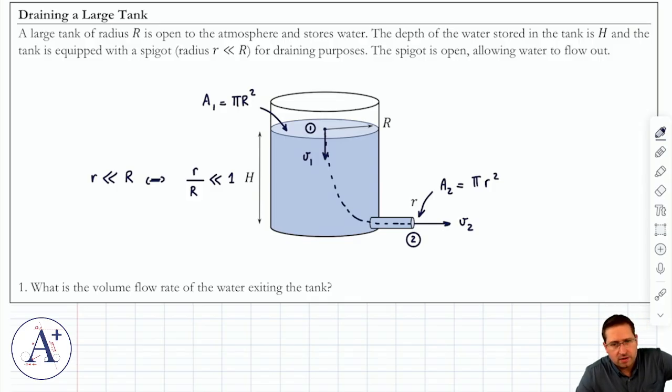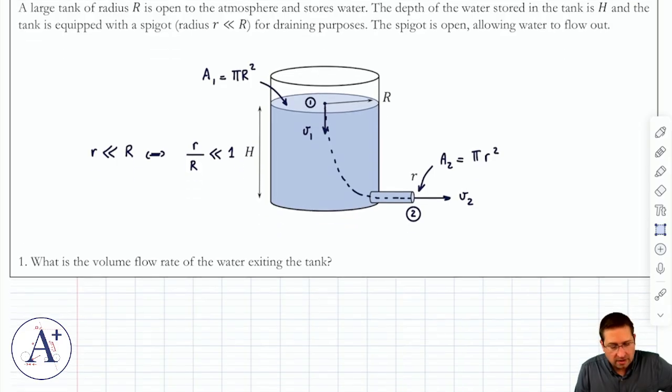Okay. What is the volume flow rate of the water exiting the tank? Good question. I kind of know the answer, right? Like Q_V is AV, so it's going to be A2V2. I know A2, but I don't know V2, so I'm going to have to find V2. That's where I want to go with this. I want to find V2, multiply by A2 to get the volume flow rate.